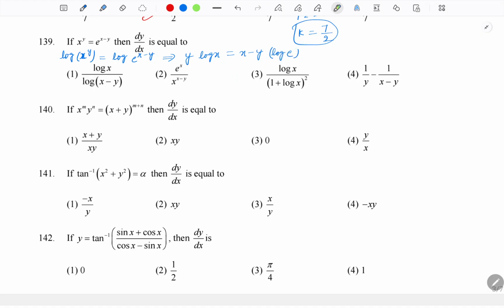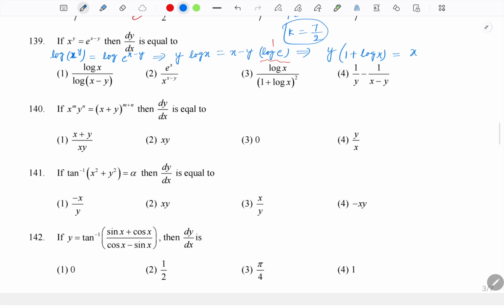From this one, as well as here, y is there, here y is there, take y outside. So here this one goes to 1. Then if I take outside y also, y times remaining 1 plus, that minus 1 goes to plus 1. Here y this side, plus 1, but it will come here, log x is there, 1 plus log x equal to x is remaining, right? From this one what we can say y value? y is equal to x by 1 plus log x.